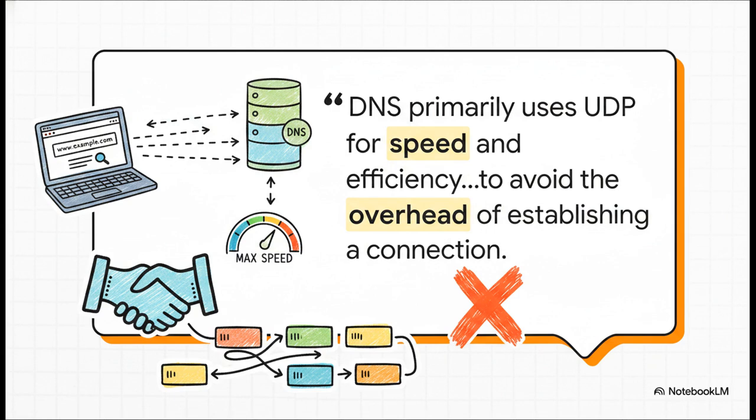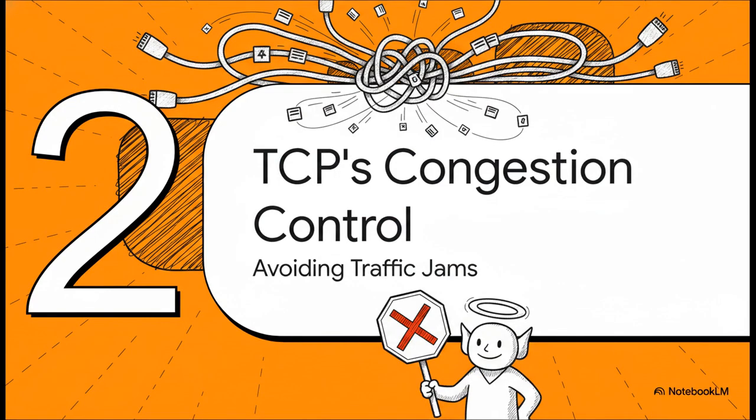It's still faster. Now, because TCP is the reliable workhorse carrying most of our important traffic, it has a massive responsibility. It has to be a good citizen on the network. I mean, if every single computer just blasted out data as fast as it possibly could, the internet would collapse in seconds. To stop this from happening, TCP has this really clever built-in system to sense traffic jams and slow down. We call it congestion control.